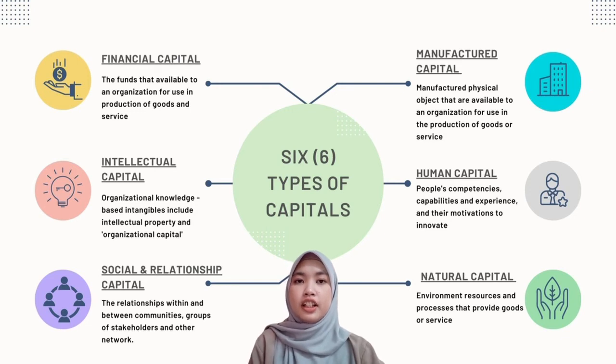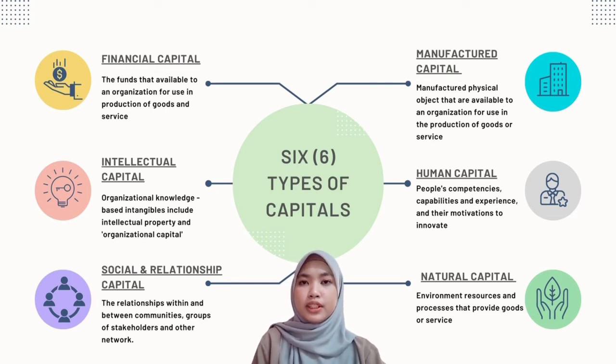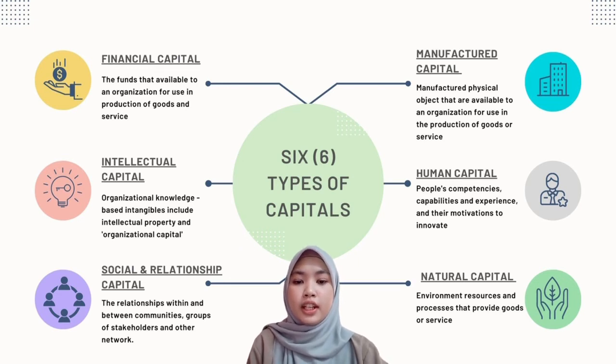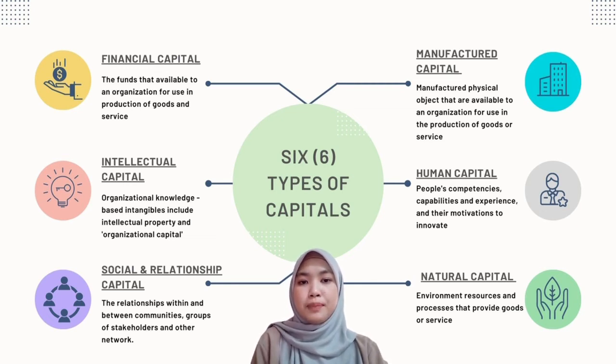Fifthly, social and relationship capital. That includes the institutions and the relationships within and between communities, groups of stakeholders, and other networks, and also the ability to share information to enhance individual and collective well-being. And lastly is the natural capital. All renewable and non-renewable environmental resources and processes that provide goods and services that support the past, current, and future activity of the organization. It includes air, water, land, minerals, and forest biodiversity.